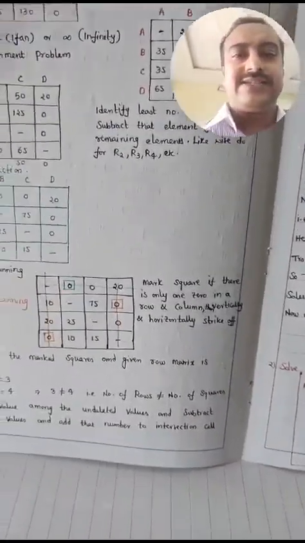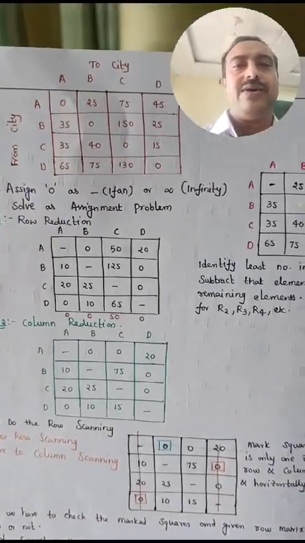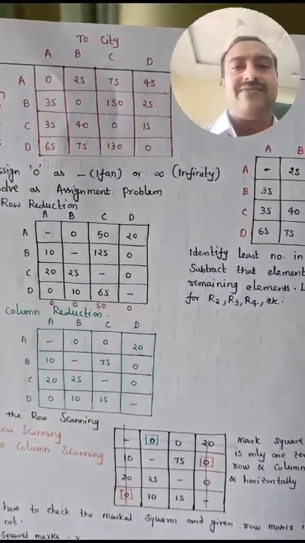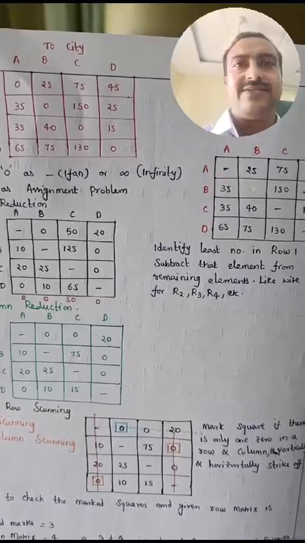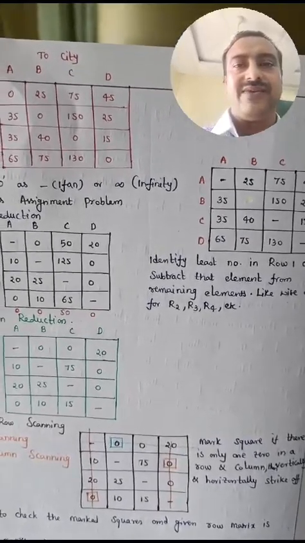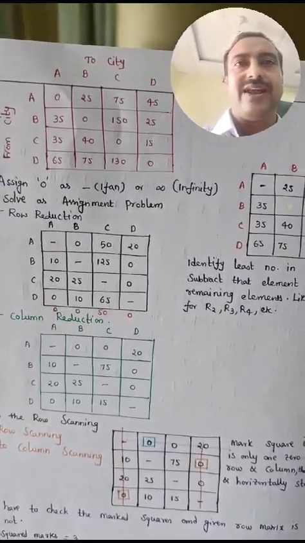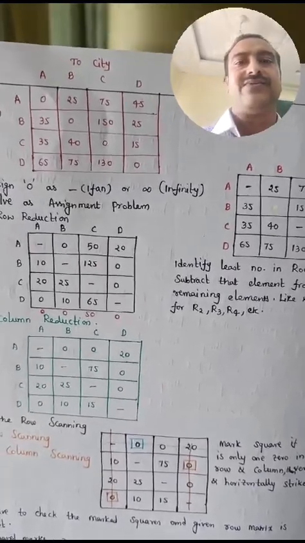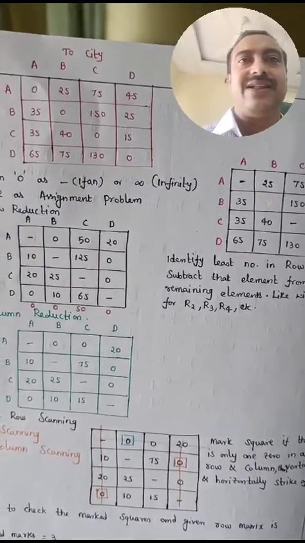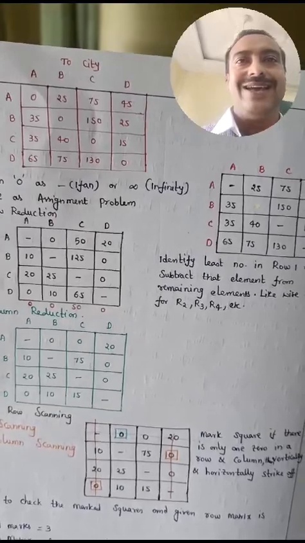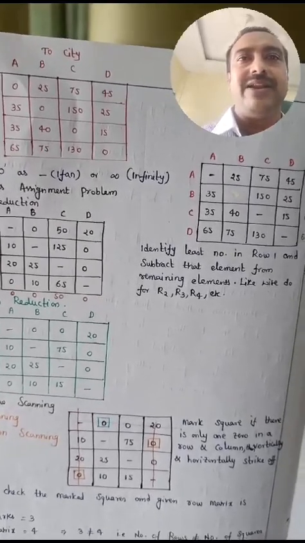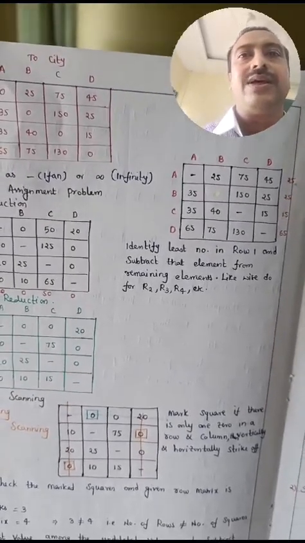Coming to the problem, here we are given 4 cities, from and to. As he can't travel from A to A, it is taken as 0 or dash or infinity. The cost for A to B is 25, the cost for A to C is 75, and the cost for A to D is 45. In the same way, all the costs are given, and first we have to do the row reduction.